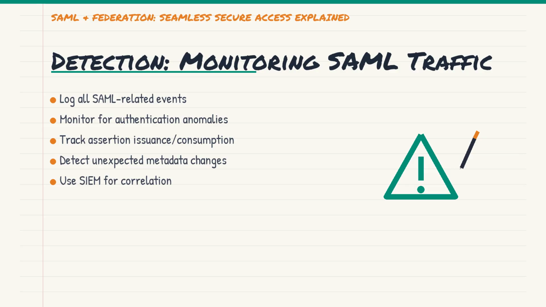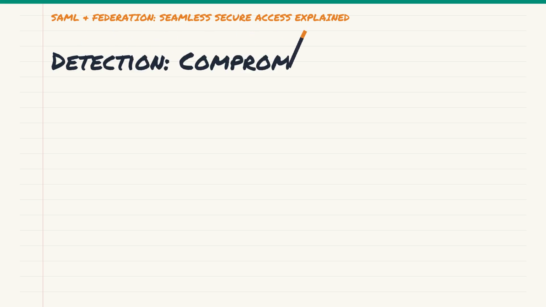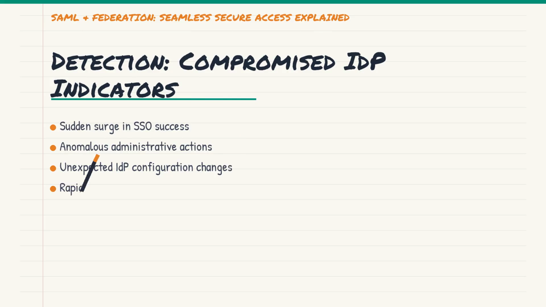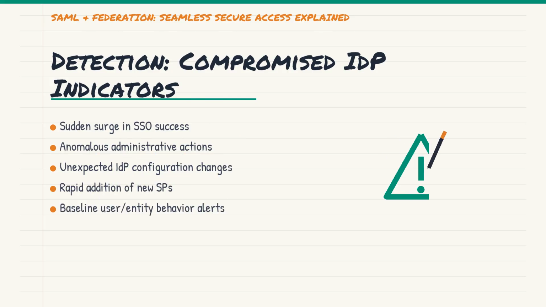Monitoring the trust relationships' metadata for unexpected changes is also key. Security information and event management, SIEM, systems are crucial here for correlating these logs and alerting on suspicious patterns. Indications of a compromised IDP might include a surge of successful SSO authentications across many SPs for a single user, especially for accounts that normally have low activity.